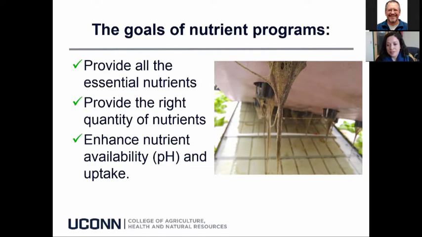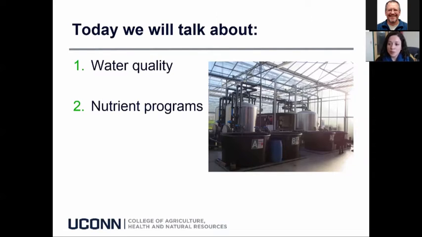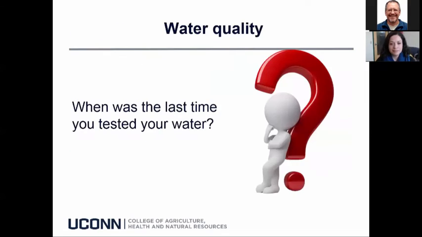What you're seeing in the photo is a terrible and sad root. You can see that even though we might have everything for the plants and the nutrient solution to be okay, if we don't take care of other aspects of plant health, then the nutrient program doesn't work very well either. So it's really an integral approach that we want to take. Today we're going to talk first about water quality. We're going to cover some nutrient programs, and we're going to talk about how to do pH management in hydroponics.